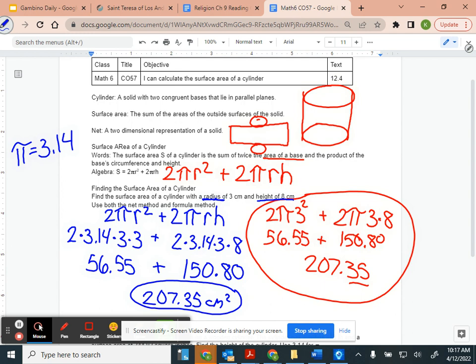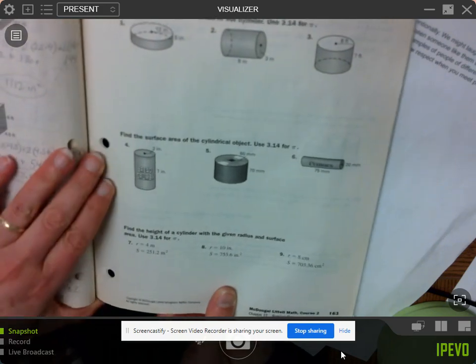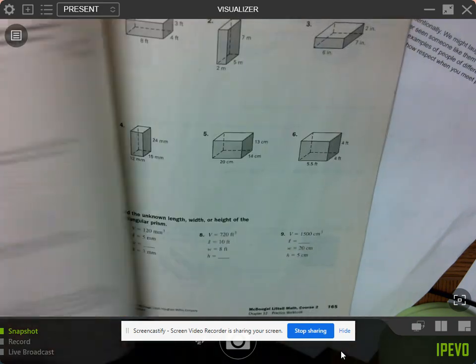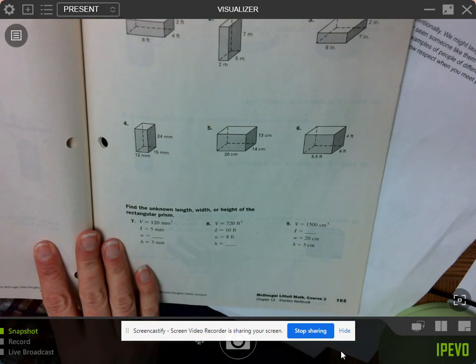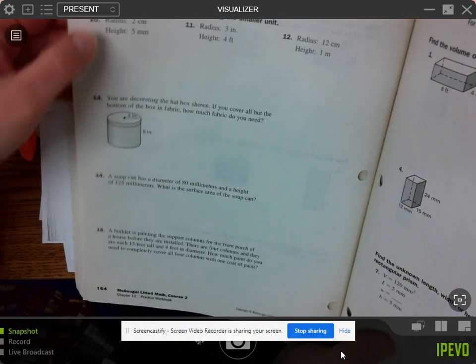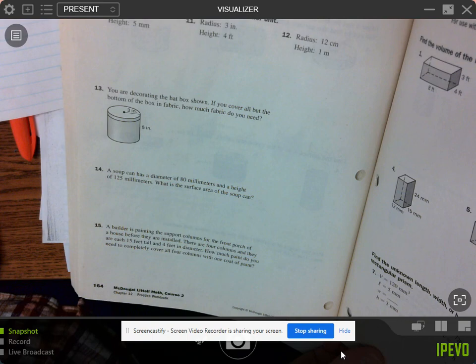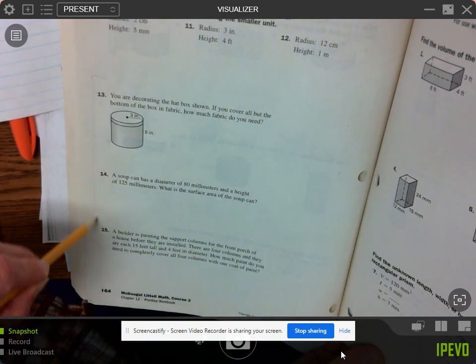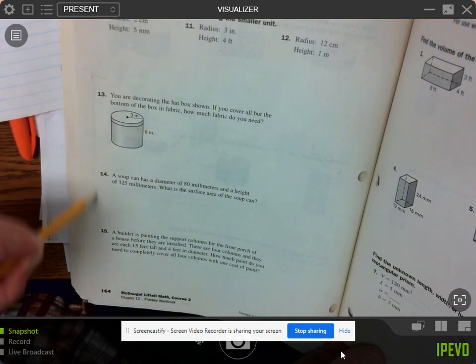All right, we'll see if it goes a little easier when we're actually doing our workbook page. Today's workbook page is page 163 and 164. For 164, let's just do 10, 11, and 12. If you want to challenge yourself, you can do 13, 14, and 15. But you do not have to do 13, 14, and 15.